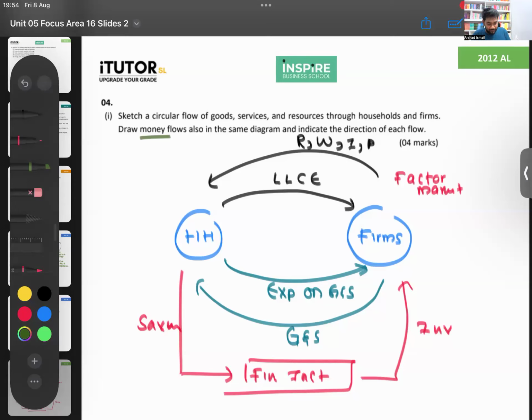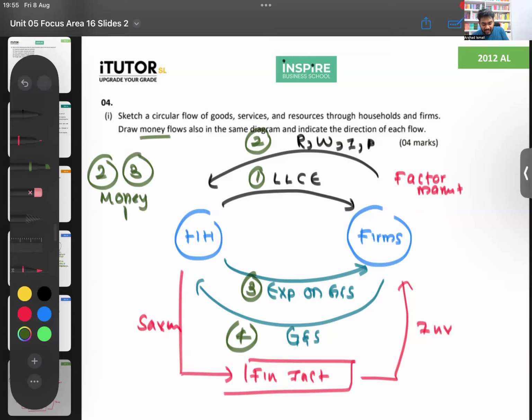Which one is the monetary flow? So if I'm to put numbers 1, 2, 3, and 4, which ones are monetary flows? The receiving of rent, wages, interest, profits, that is a monetary flow, that is money. The expenditure on goods and services, that is money. So both of these are money flows or monetary flows. Then 1 and 4, these are real flows. So you have to have that.